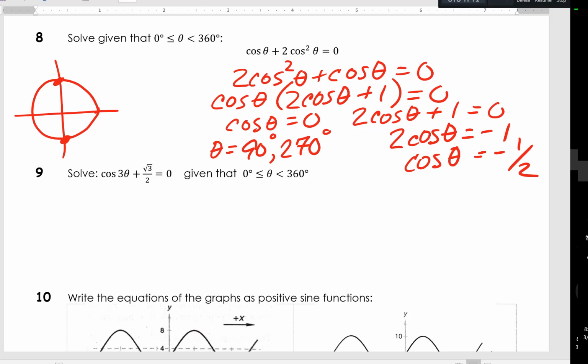All right, so where is cosine 1/2? That's going to be at any 60-degree angle. But you want it to be negative 1/2, so it means it's going to be in the second or third quadrant. That is where x is negative, and so that's where your cosine is going to be negative. So it's going to be the 60-degree angle over here, which is going to be 120. So theta could be 120. And it's going to be the 60-degree angle over here. So that's going to be 180 plus 60, which is going to be 240.